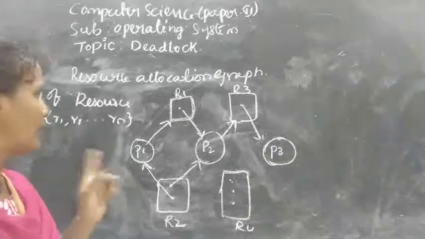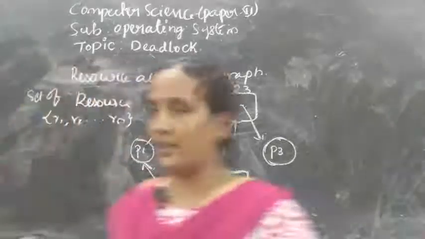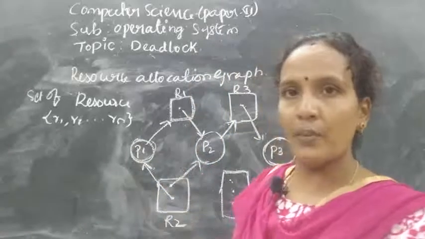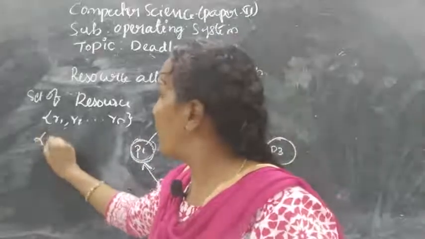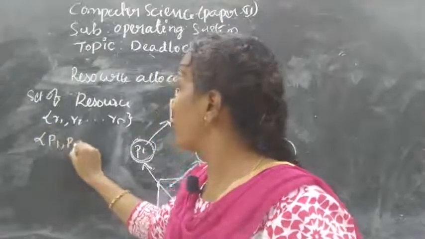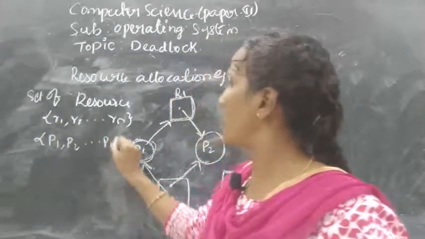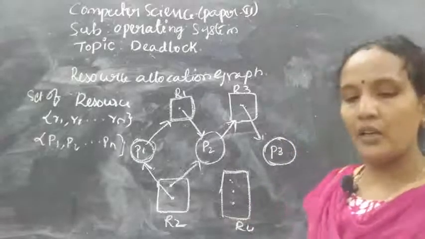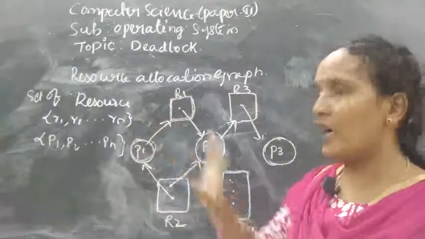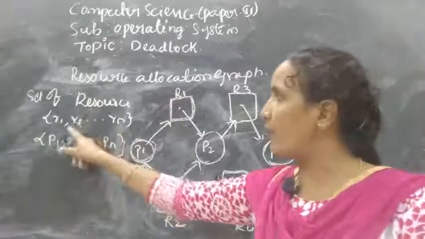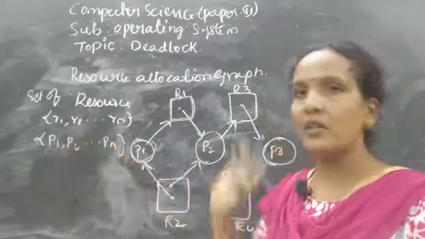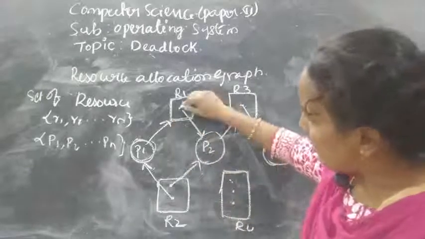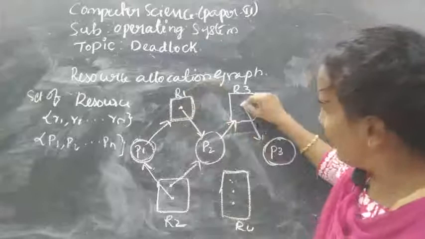Now come to the second set, the process set. The circles are nothing but the processes, so P1, P2, and so on, up to Pn. In this graph, the set of resources is represented by R1, R2, up to Rn, which are the squares, and inside them we have small dots.